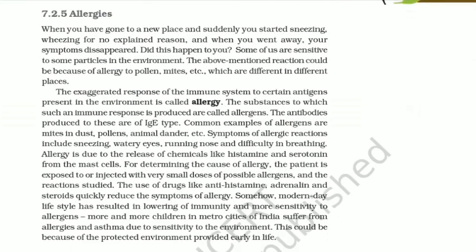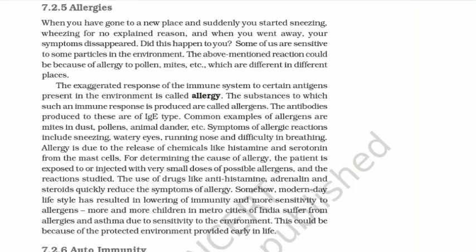7.2.5 Allergies. When you have gone to a new place and suddenly you start sneezing, wheezing for no explained reason, and when you went away, your symptoms disappear. Did this happen to you? Some of us are sensitive to some particles in the environment. The above mentioned reaction could be because of allergy to pollen, mites, etc., which are different in different places.